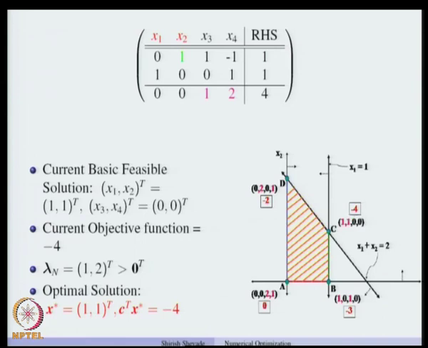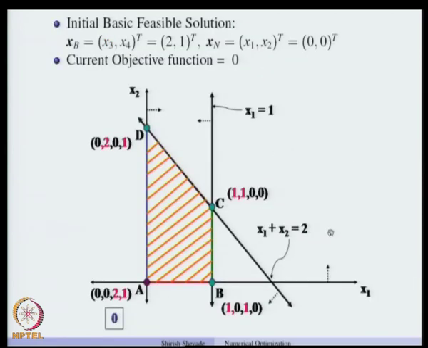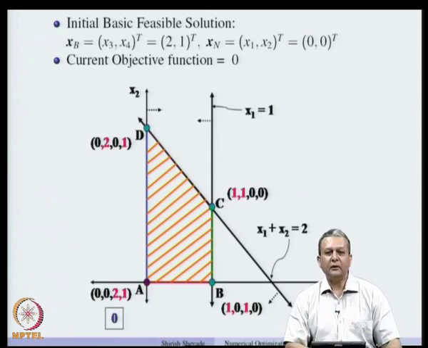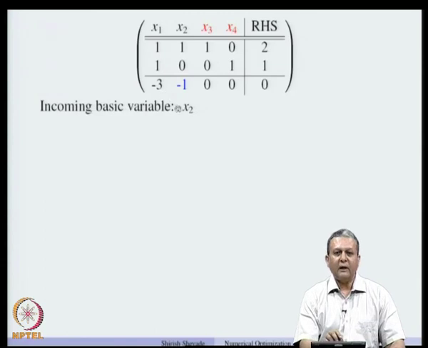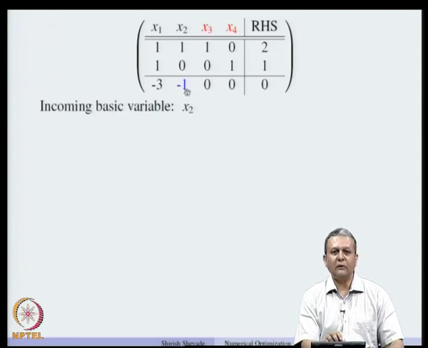Now, it is also possible for the algorithm to follow the path A to D and D to C, and that amounts to choosing a different entering variable for the initial tableau. Again we start with the point A, and the initial tableau that we had considered was like this, and initially we decided to make x1 the incoming basic variable. Now, instead of x1 we make x2 our incoming basic variable.